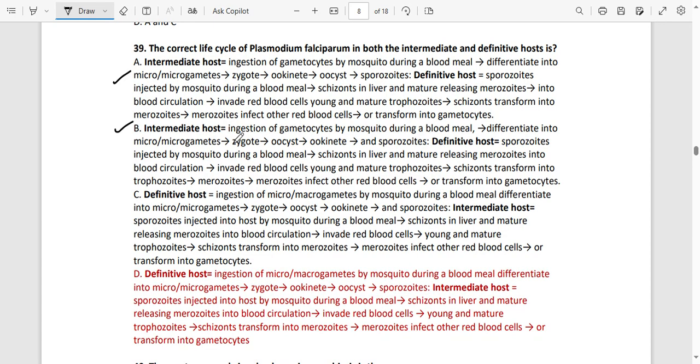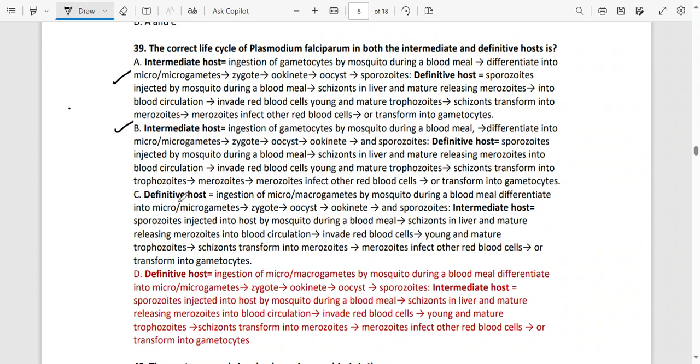The intermediate host doesn't ingest gametocytes. Okay, so there's a difference. This is ingestion. No, but that's still not making sense really, because it's the mosquito getting the gametocytes, isn't it? Or it's a definitive, yes. Oh, they've swapped these things. Okay, these words have been swapped.